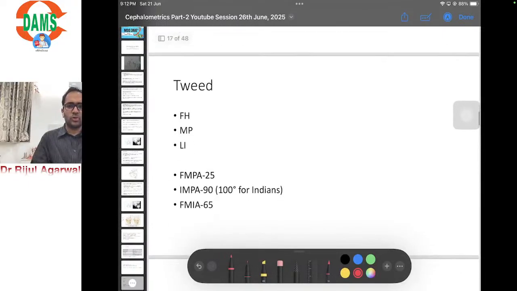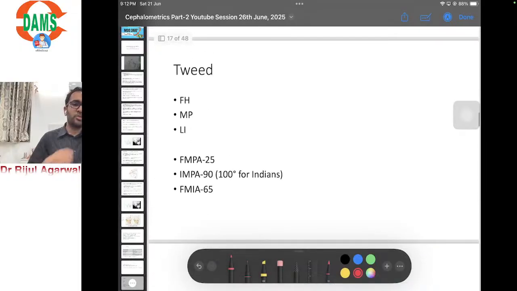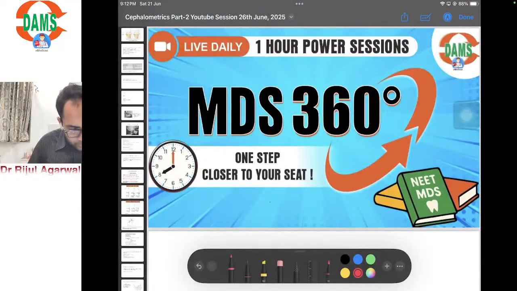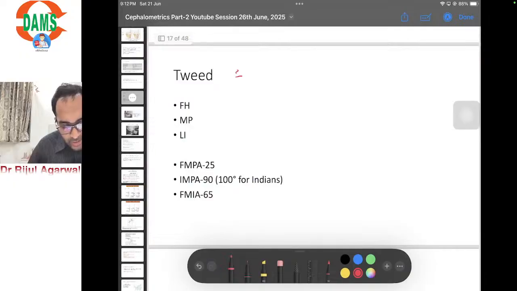already discussed. So resuming from the part where we left, last time we discussed two big analyses, that is Downs and Steiner's analysis. The third one is Tweed's analysis, and as I said, for every analysis there is a reference plane. For Downs it was the FH plane, for Steiner's it was the SN plane, and for Tweed's analysis it is again the FH plane.